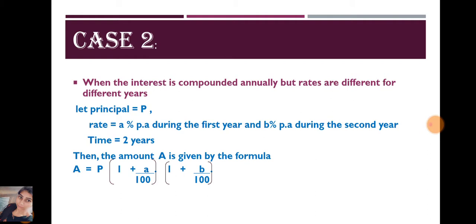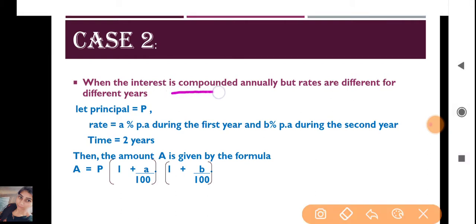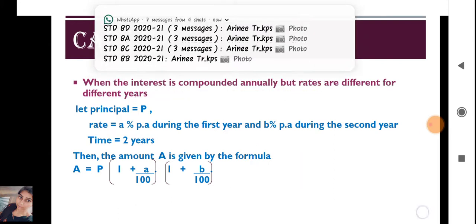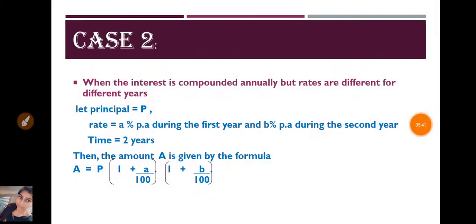So now let us move to the second case. In the second case also the interest is compounded annually only. But the difference here is the rates are different for different years. That means if you have to find out for 2 years, the rate for the first year will be different and for the second year it will be another rate. And if you have to find out for 3 years, then so now we are going to start with the second case.